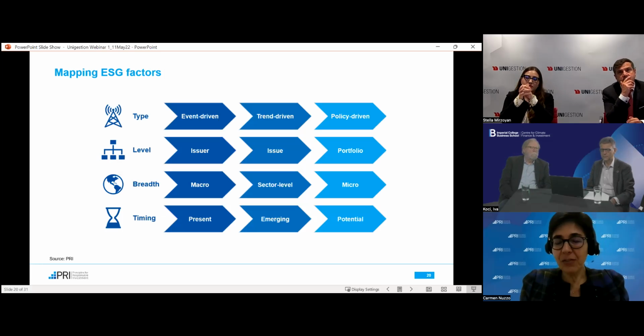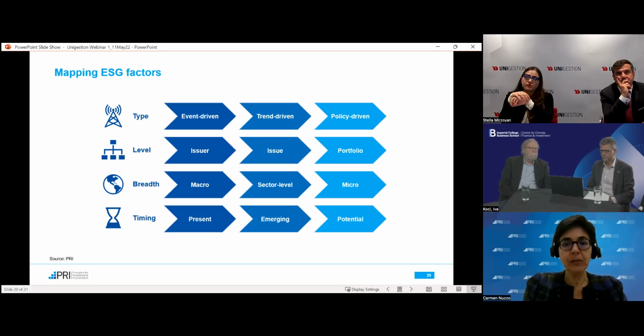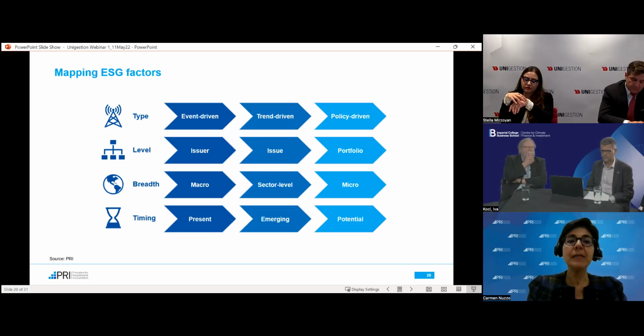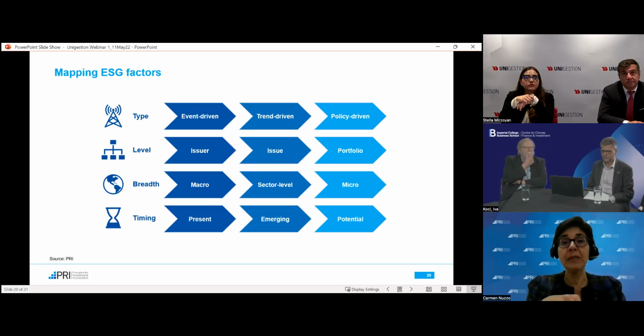When mapping ESG factors, including climate factors, it's important to distinguish factors by type. So an additional lens, perhaps to the nomenclature that Bob has presented, is to ask every time: is this factor event-driven, i.e. one-off, or is it linked to a trend, or is it policy-driven? So what type of factor is it? Will it impact just the issuer, or a single issue, or the whole portfolio? And furthermore, is it a macro factor, or is it a sector level factor, or is it a micro factor?